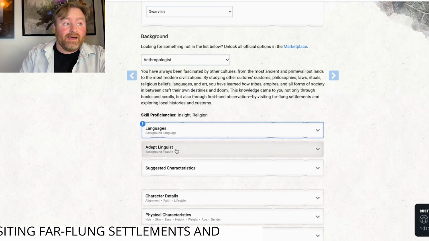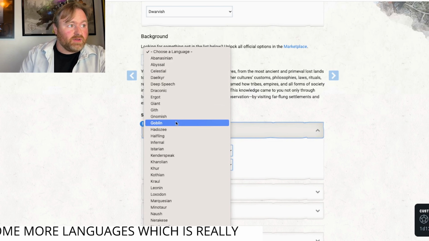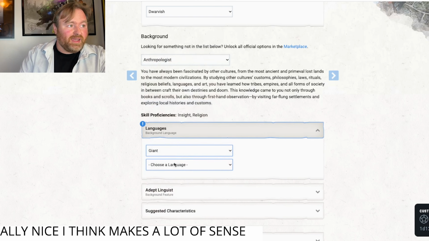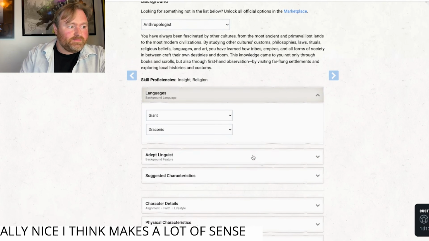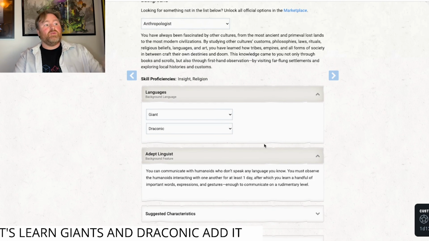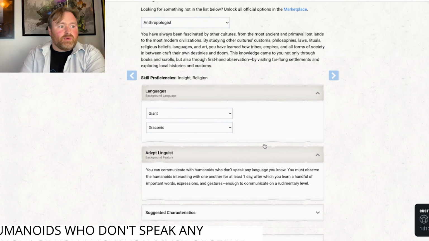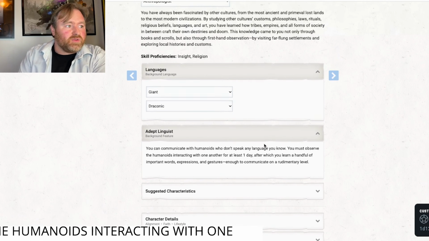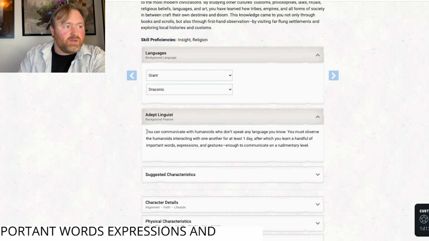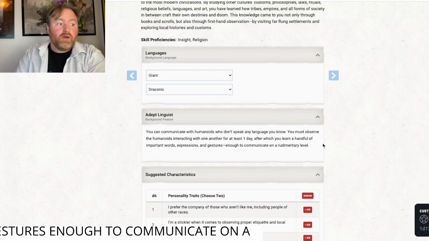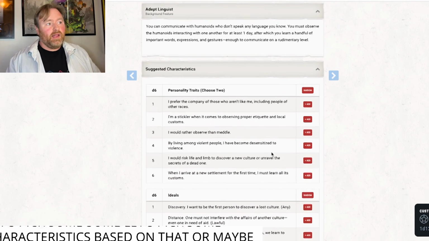I do like that a lot. First of all, we get some more languages, which is really, really nice. I think it makes a lot of sense. Let's learn Giants and Draconic. Adept Linguist. You can communicate with humanoids who don't speak any language you know. You must observe the humanoids interacting with one another for at least one day, after which you learn a handful of important words, expressions, and gestures, enough to communicate on a rudimentary level. That's perfect. Okay, let's pick some characteristics based on that. Maybe these will help inform the class.